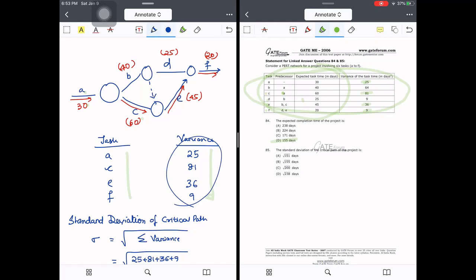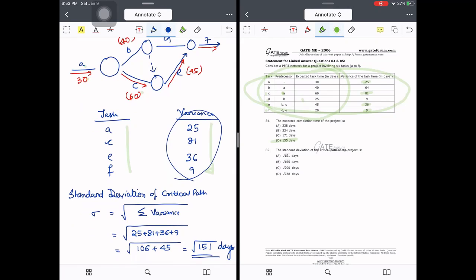Now when the critical path is A, C, E, F, its corresponding variances are: A is 25, C is 81, E is 36 and F is 9. Now we have to find the standard deviation. We know that the standard deviation is equal to the square root of the summation of variances. So just sum it up and you will find the standard deviation of this critical path. It will be square root of 151 days. So this is the answer. By this, I finished the GATE Mechanical 2006 question.